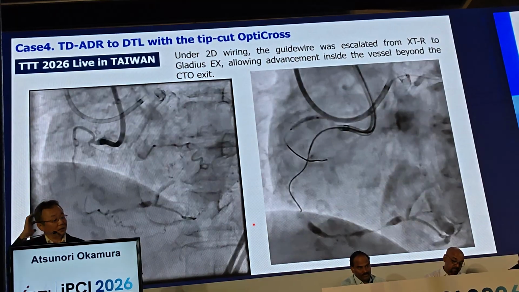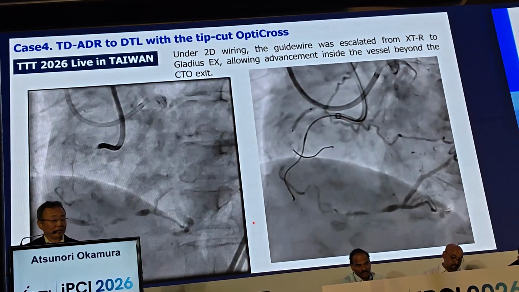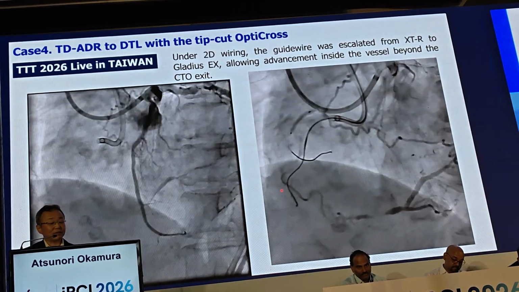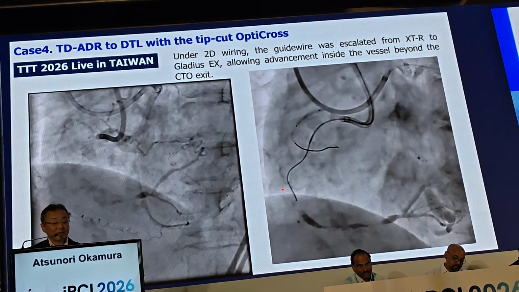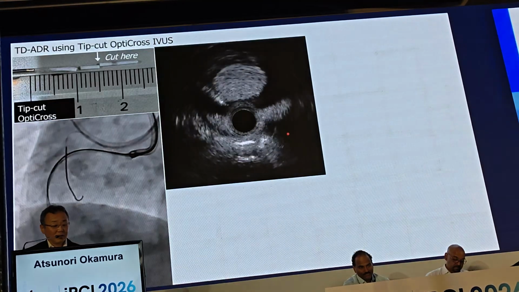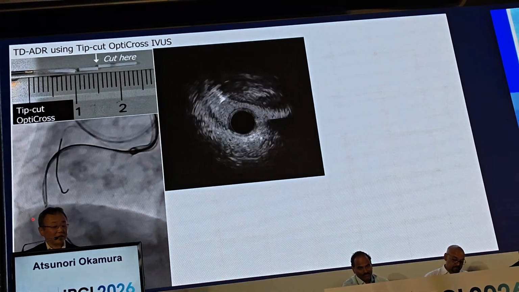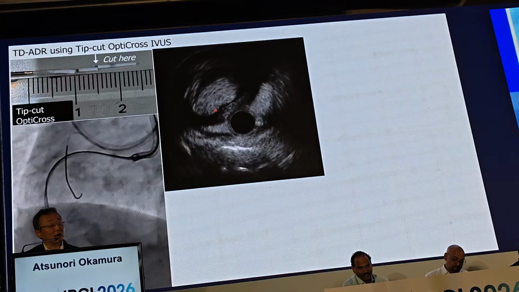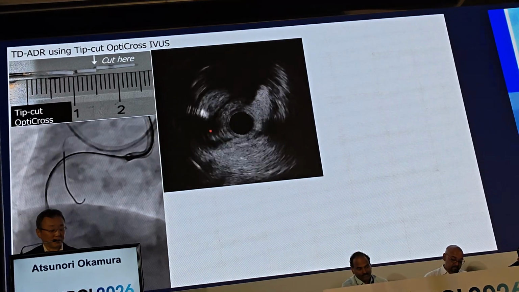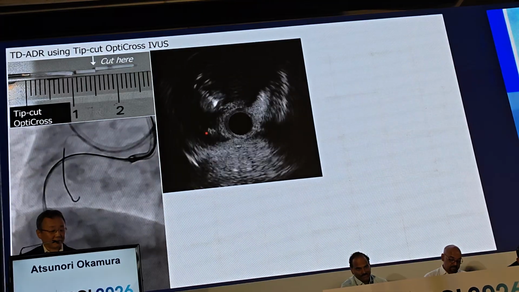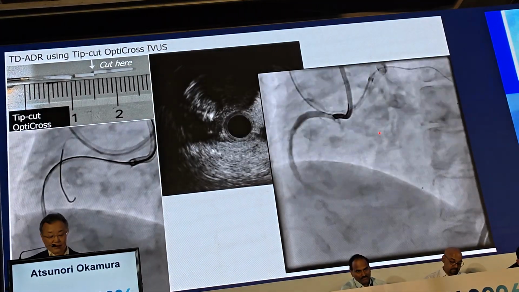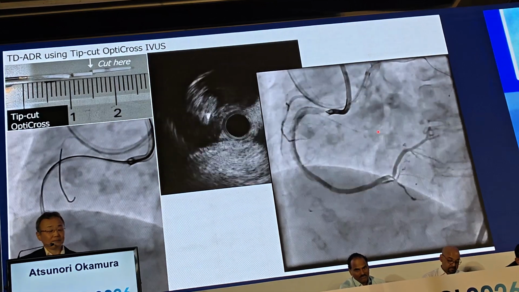This one I did in Taiwan, TTT, right. This is a relatively long CTO case. My guide wire entered the subintimal space. Then I advanced the tip-cut optical here. Then I did TD-ADR using the tip optical IVUS. But this one is a Conquest, 20 gram. But I could re-enter from here to here. Then I put the stent and refolded like this one.